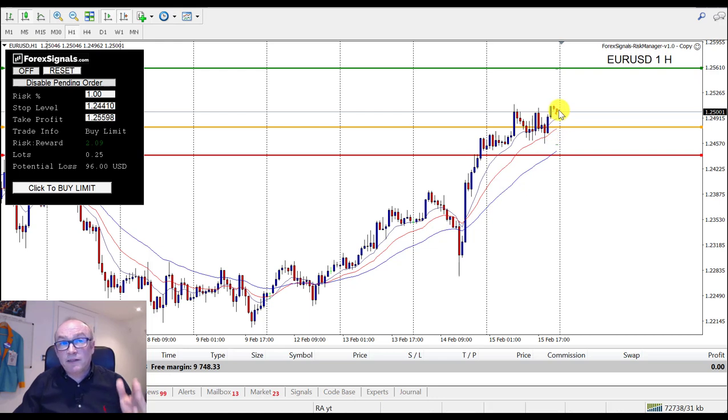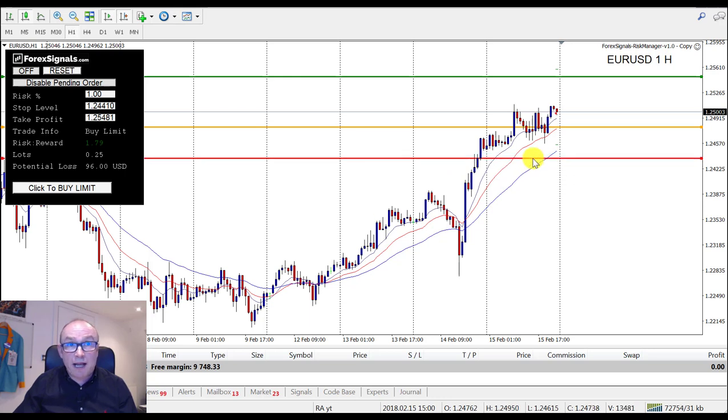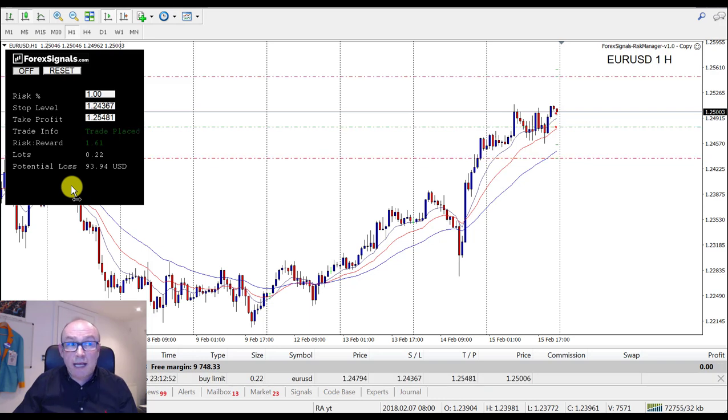Now, because I'm waiting for the market to come back and my stop loss level is below, take profit target above, the Expert Advisor will work out that it's going to be click to buy. It will show you the lots that are going to be traded based on this 1% risk, and it's going to show you my risk reward ratio based on where I have my stop loss level and take profit target. Clicking on click to buy will enter that pending order into the market, and you can see it down here. Buy limit, 0.22 of a lot, currency pair, prices there as well, stop loss, take profit targets, and so forth.